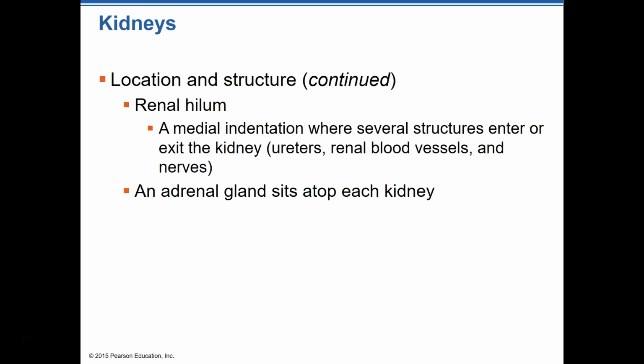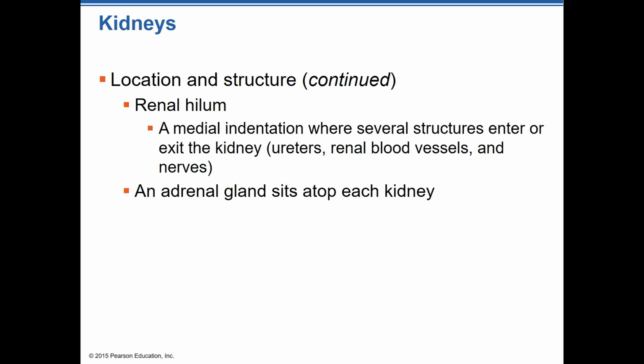The kidneys themselves have what's called a renal hilum. It's an indentation where the structures enter and exit the kidney. You know how they look like a kidney bean? It's the inside part of that kidney bean, the part where everything attaches to it: the blood vessels, the ureters, the nerves, and all that kind of stuff. And of course, they have an adrenal gland that sits on top of this, which we briefly mentioned in a couple of different places already in the book.